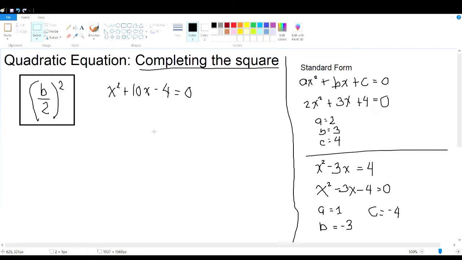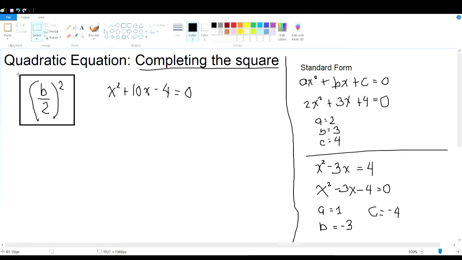Tulad nito, if we're going to apply the rules of factoring na nakalagay diyan sa module wherein you're going to find two numbers wherein pag inadd mo, magiging 10 and pag minultiply mo, magiging negative 4. That's very impossible to find two numbers where when you add them, it will become positive 10 pero kapag minultiply mo sila, magiging negative 4. Now, what are you going to do kung walang factors or hindi pwede ang factoring? Ang gagawin mo ngayon is completing the square.